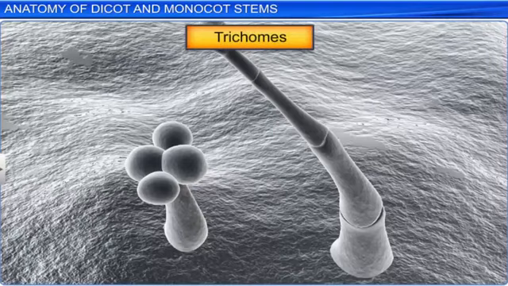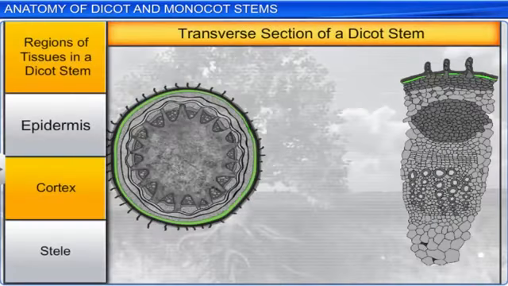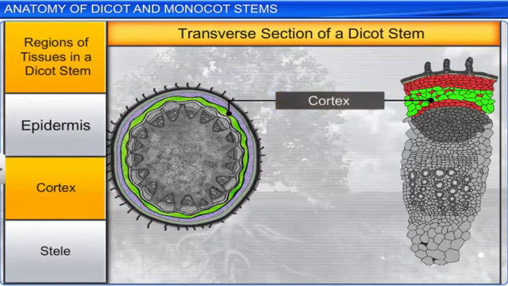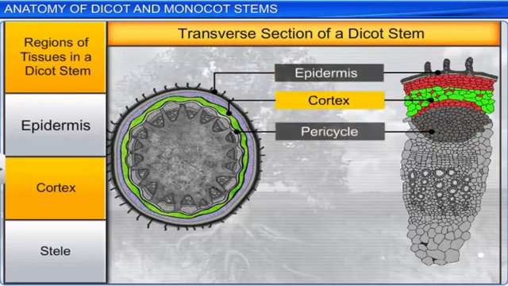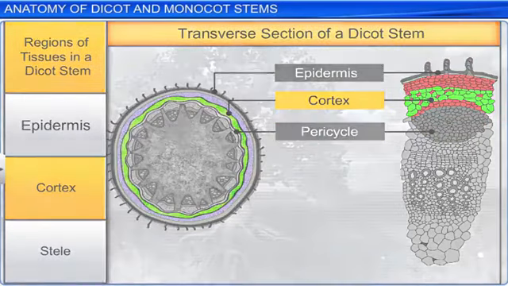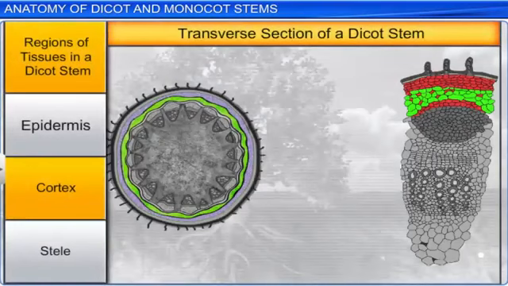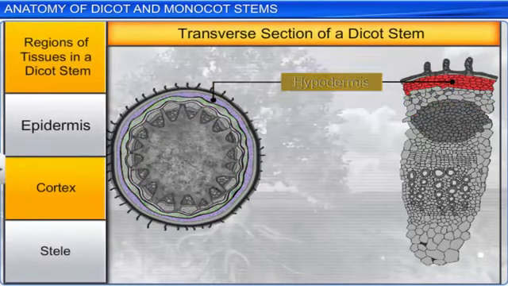The next region of a dicot stem is the cortex. It lies between the epidermis and the pericycle and consists of multiple layers of cells. The main function of this region is storage of food material. The cortex comprises three subzones, namely the hypodermis, the cortical layers, and the endodermis.